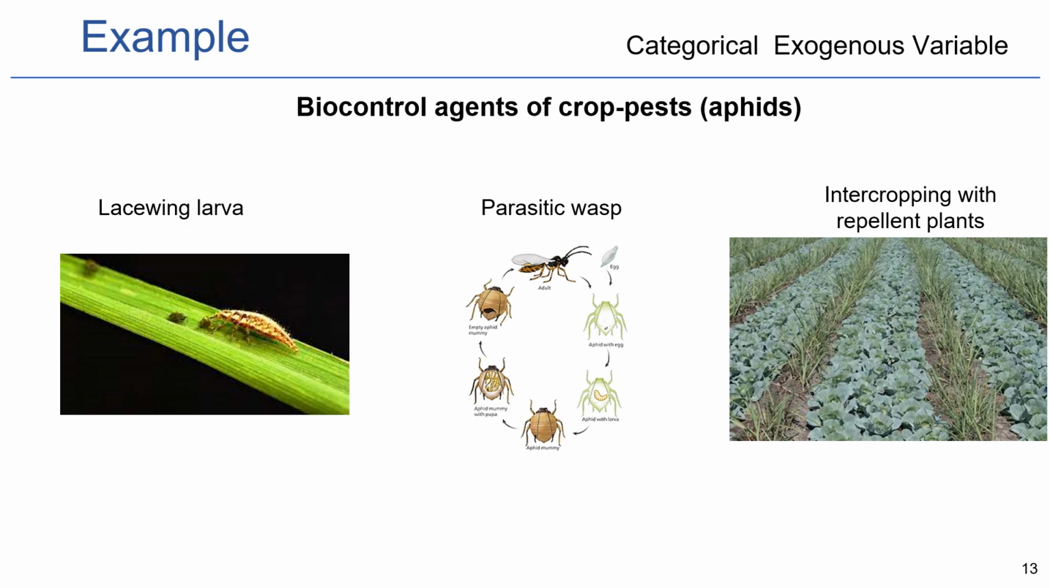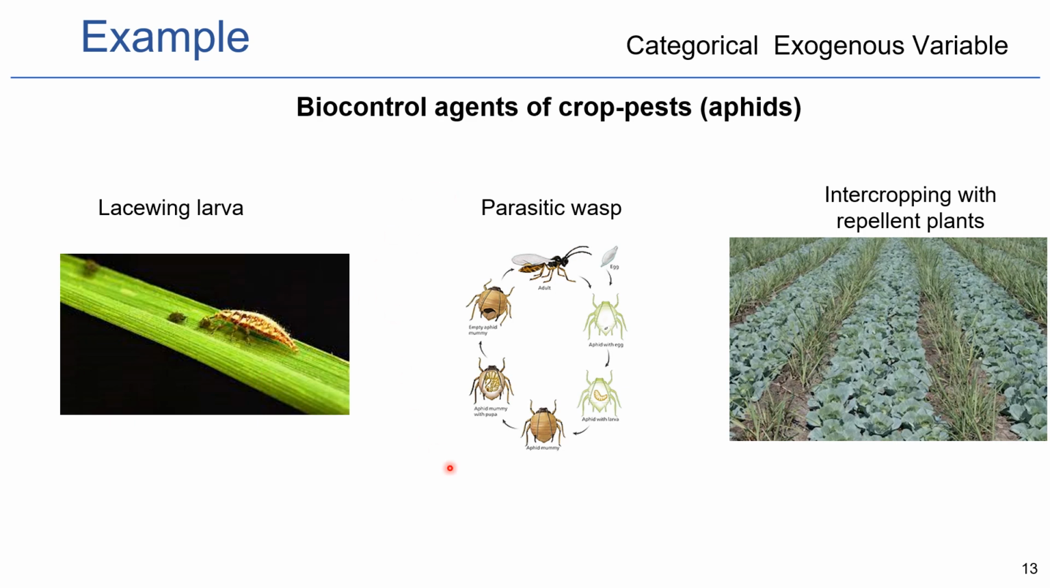For this, we will use our project, which aims to understand the effects of biocontrol agents on crop pests, which are aphids here in our case. And we did the experiment in the greenhouse where we used 3 different treatments of biocontrol agents. The first one was the presence or absence of an aphid predator, which is lacewing larva in our case, shown here on this photo.